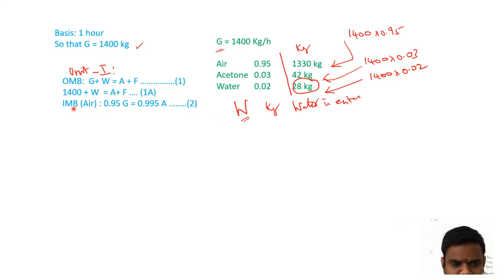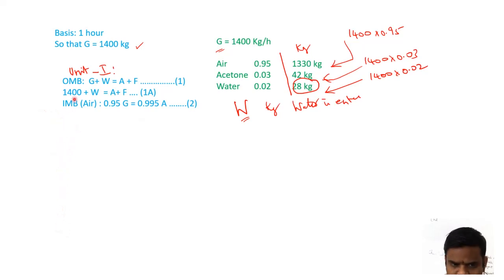Then if you write the individual material balance for air, as I told, the amount of air present in the gas entering is equal to the amount of air present in the gas leaving the system. So we have 0.95 into G equal to 0.995 into A. Now we can write it for acetone.